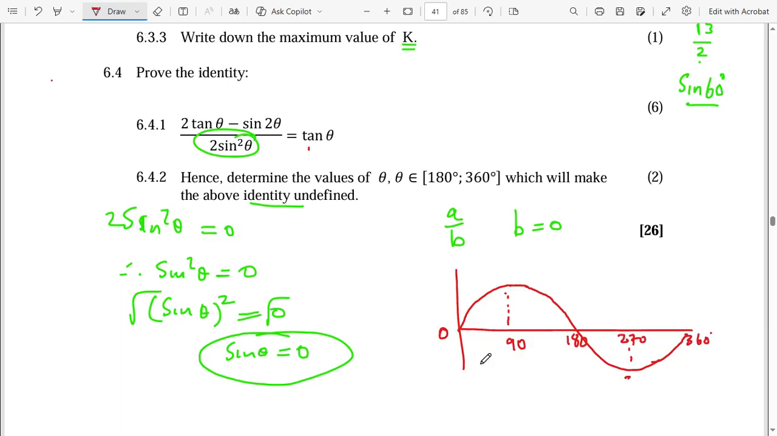So you can see from the graph, at this point, 0, the sine is 0, at this point the sine is also 0, and at this point the sine is 0. So now they are asking, where is the sine 0? It's like saying, where is the y value 0? At the x values, it's 0 when x is 180 and 360. So that's your answer, 180 and 360. So if the theta is 180 and 360, then we're definitely going to get undefined for that solution.